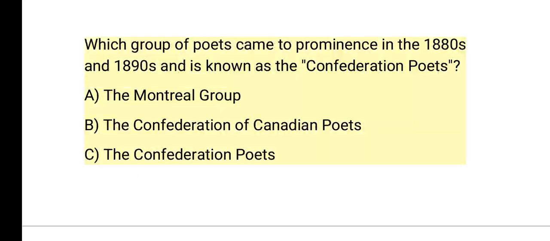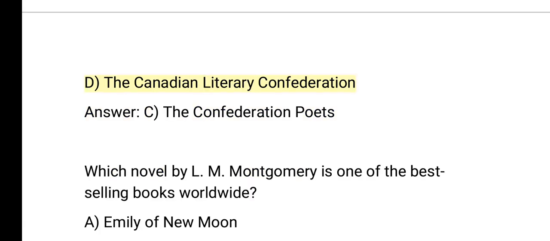Which group of poets came to prominence in the 1880s and 1890s and is known as the Confederation Poets? A. The Montreal Group. B. The Confederation of Canadian Poets. C. The Confederation Poets. D. The Canadian Literary Confederation. Answer. C. The Confederation Poets.